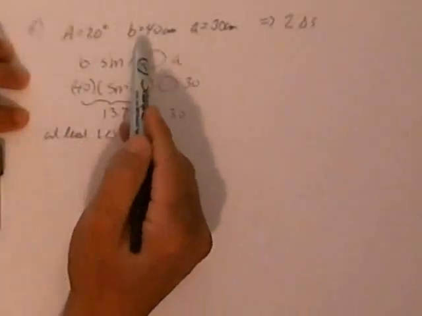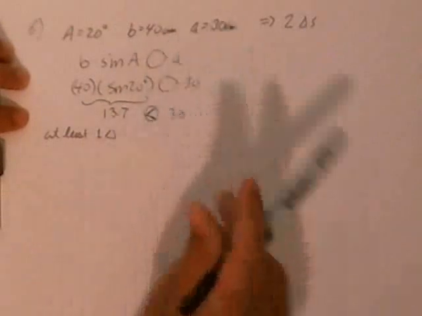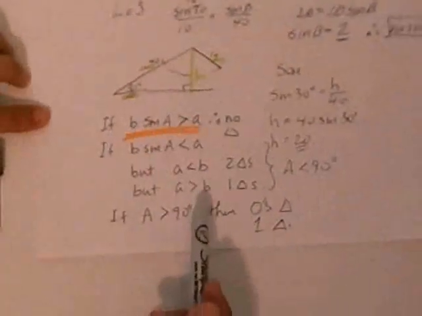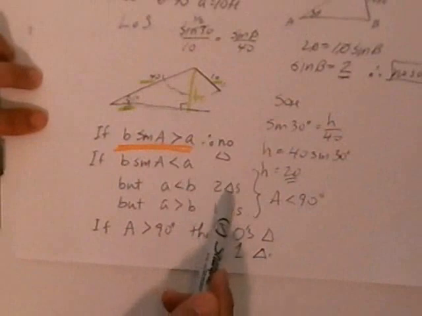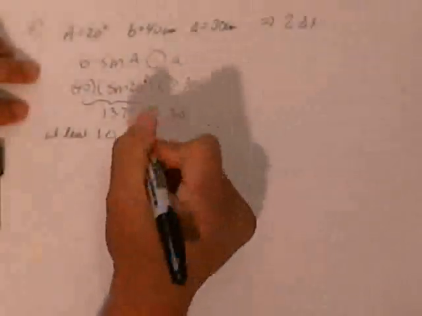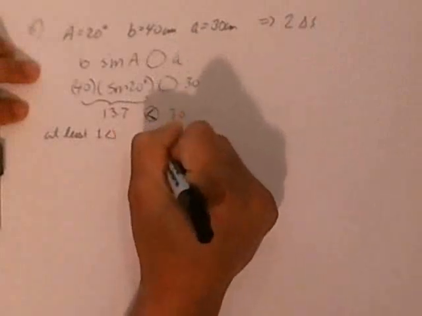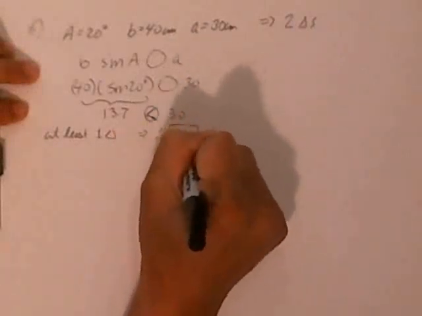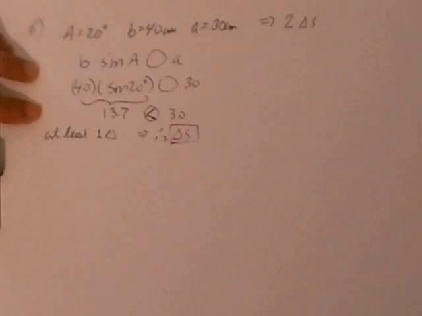We know that b is going to be bigger than a. Locate it right here. B is going to be bigger than a. We're going to have two triangles. So at least one triangle, we're going to have, therefore, two triangles. Let's actually solve this out now for the triangles, and they even tell you that it's going to have two triangles.